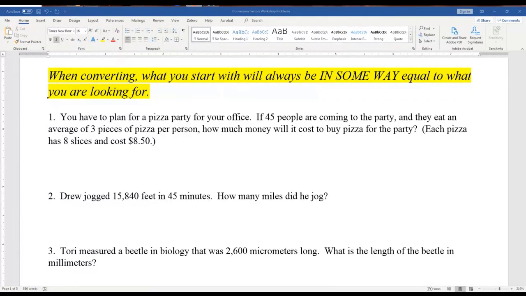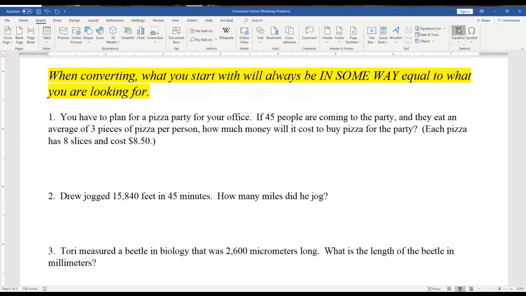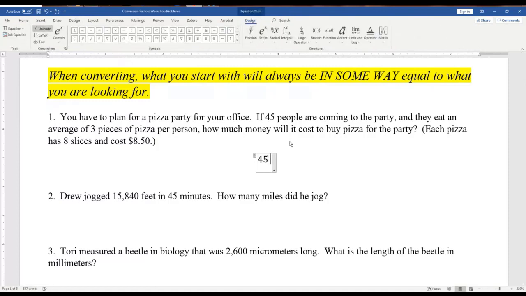Do you start with 45 people? You got it. You got 45 people. That's exactly right, because the 45 people, the number of people coming, determines the cost for the party, right? That's perfect. So yes, we'll start with 45 people. And I'm going to go ahead and insert an equation. So 45 people, then I can multiply this, and we'll start with our first conversion factor.